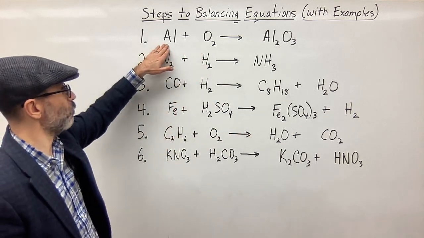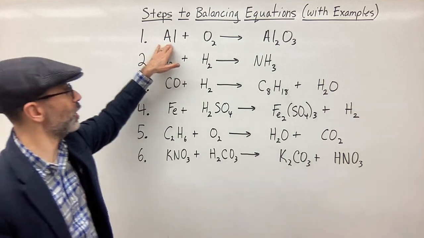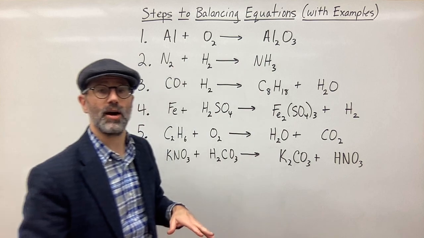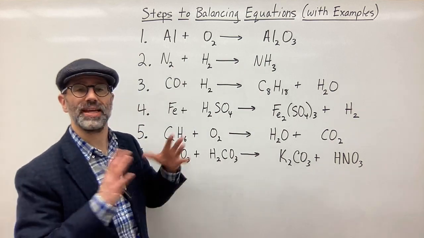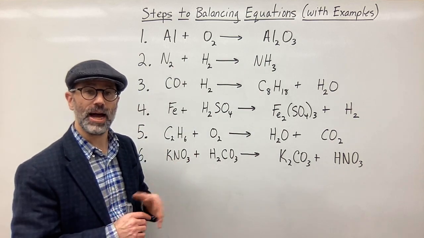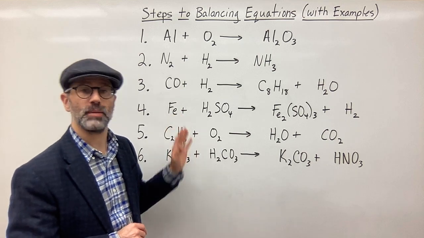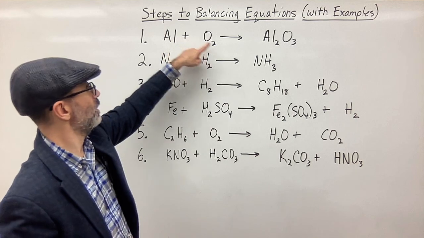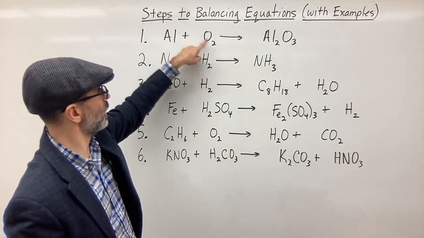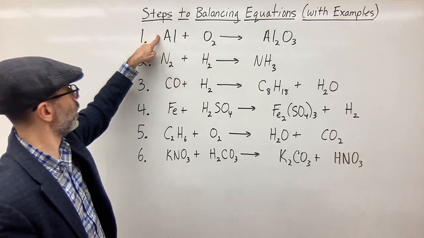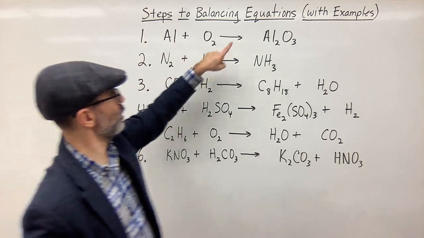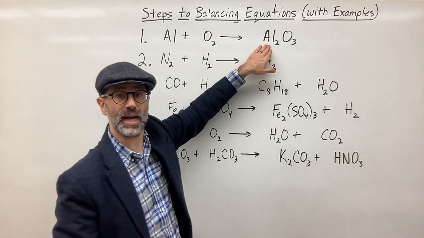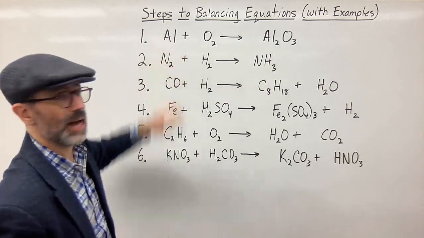So here I have 1 aluminum here, and I have 2 aluminums here. Remember, the way you can figure out how many of each atom you have is to take the coefficient, multiply by its subscript. So here I have a coefficient 1, I have a subscript 2, 1 times 2 is 2. Here I have 1 times 1 is 1. Here I have 1 times 2 is 2. So I have 2 aluminums on this side. I only have 1 on this side.